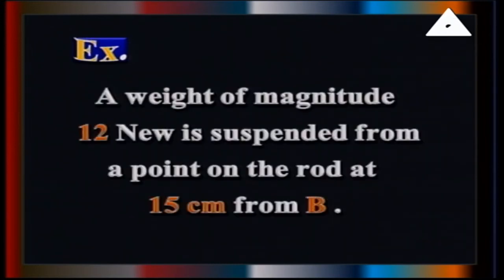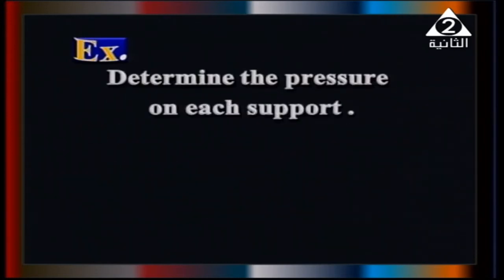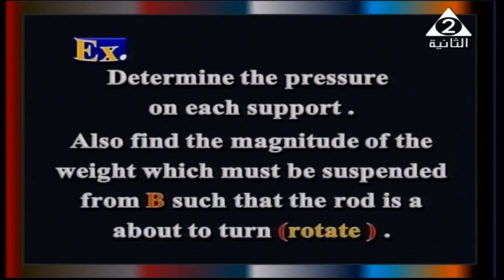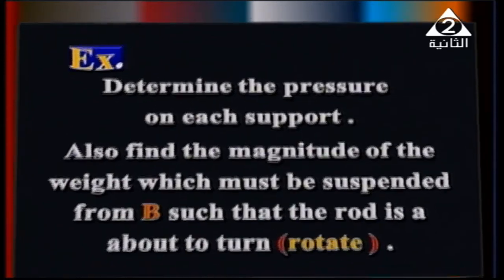A weight of magnitude 12 Newton is suspended from a point on the rod at 15 centimeters from B. What is required? Determine the pressure of each support. Also find the magnitude of weight which must be suspended from B such that the rod is about to turn or rotate. Look at the solution.